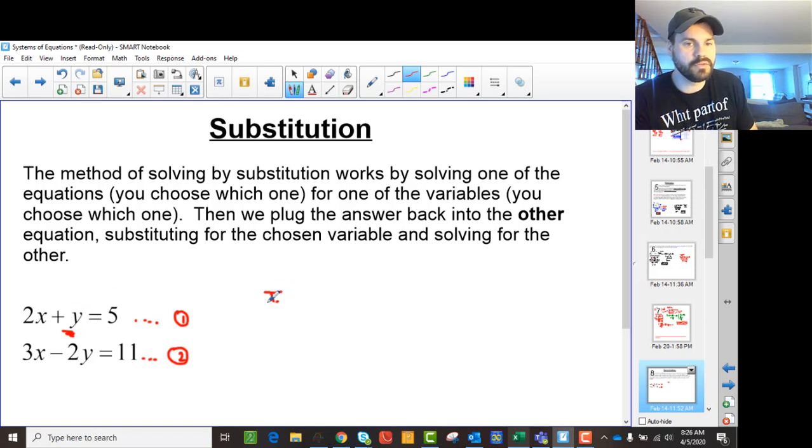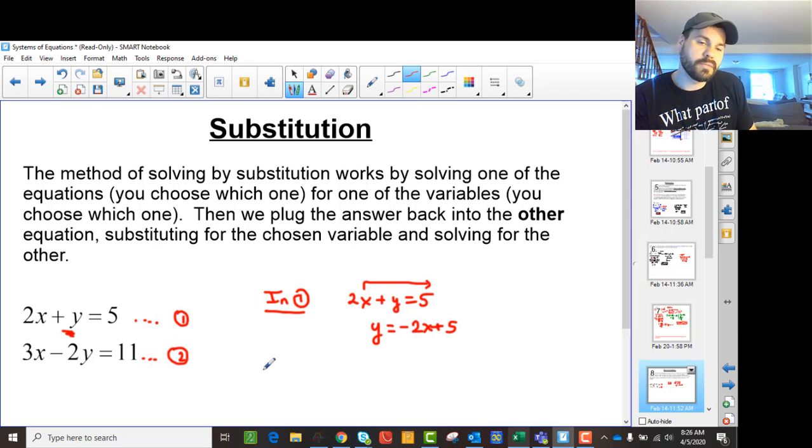So what I'm going to do for substitution, I'm going to say, look, in equation 1, I can take 2x plus y equals 5, and I can solve this for y very easily, right? Just by bringing that 2x to the other side. So y is minus 2x plus 5, or 5 minus 2x, if you want to write it like that. So the way substitution works is we say, therefore, then in equation 2, we're going to replace y.